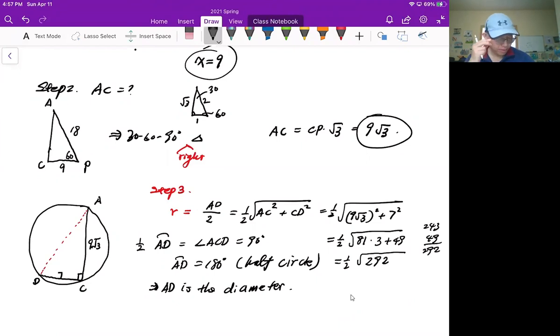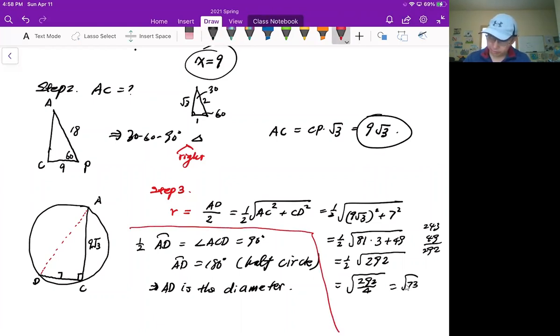292 here, right? 292. And you can write this one half outside. You can put that inside to become a quarter of this. So it's the square root of 73. Okay, and that's my answer. So this is my answer here, right? So the square root of 73, and that's the answer.